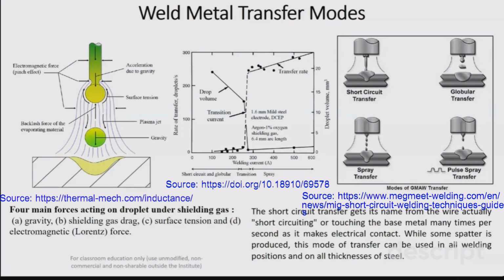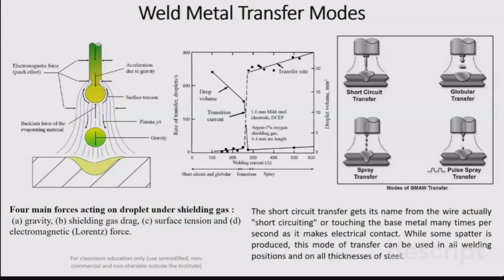One is the short circuit transfer mode, the other is the globular transfer mode, the third one is the spray transfer mode, and we have an advanced transfer mode which is known as the pulse spray transfer mode. Short circuiting transfer mode you might have seen in your welding practical, where you used to touch the electrode over the workpiece surface, and due to the short circuiting current it leads to the melting of your electrode and the workpiece. The same concept is utilized in the short circuiting transfer mode.